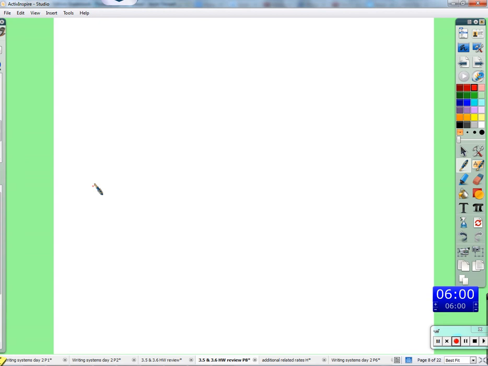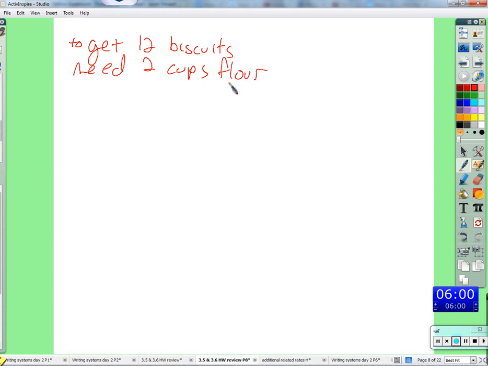12 buttermilk biscuits from one recipe, also 2 cups. So to get 12 biscuits, yes, you need 2 cups flour. You want to make 30 biscuits. So how many cups of flour do you need?